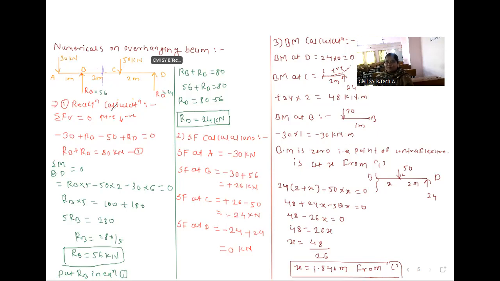And the last point remaining is bending moment at A, which is equal to how much? Anyone please. Bending moment at this A, force is there but the perpendicular distance is zero. So the last point, I will write in the next slide: bending moment at A is equal to 0 kilonewton meter.